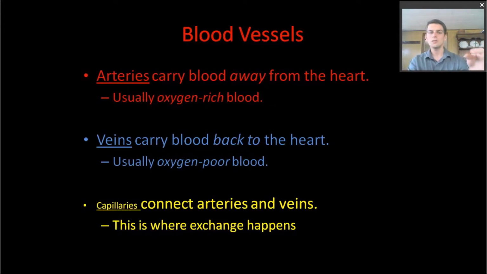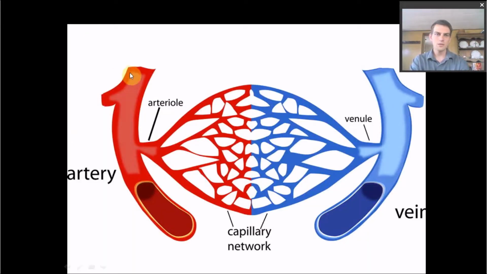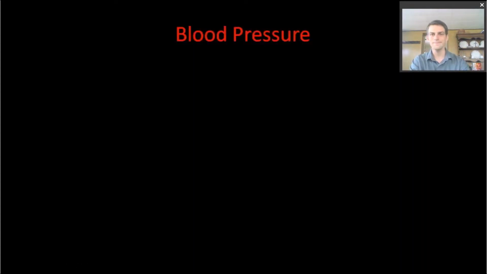So arteries and veins connect at capillaries, and I've got a picture of that for you here. If you see, you have blood coming from the artery. Don't worry about what an arteriole is, you don't need to know that. But then it branches into these tiny, tiny, tiny little blood vessels that are the capillaries, and that's where the exchange actually happens, and it becomes oxygen poor then, and it goes back to the veins, and it'll go back to the heart then.